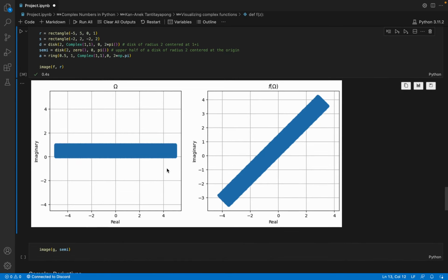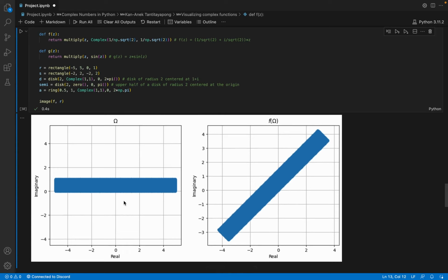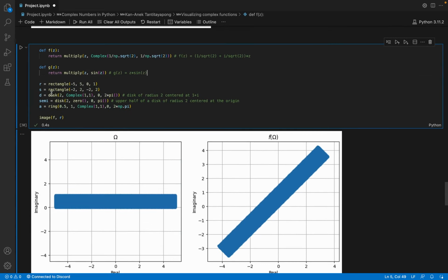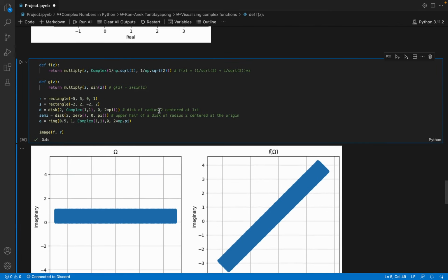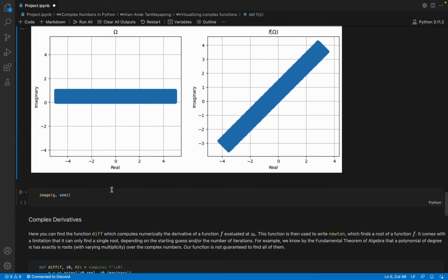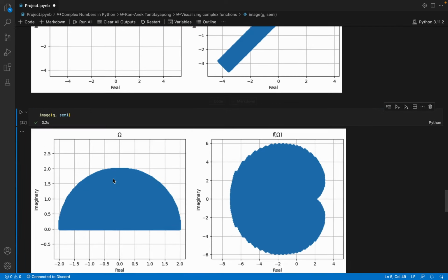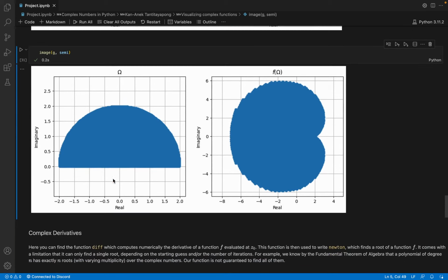And now let's take a look at another example. Let's say this function g is defined by z times the sine of z. And we're going to take a semi-disk, the upper half of a disk, to be precise, of radius 2 centered at the origin, and we'll throw that into g and see what we get. So we get something that I think is called the centroid.